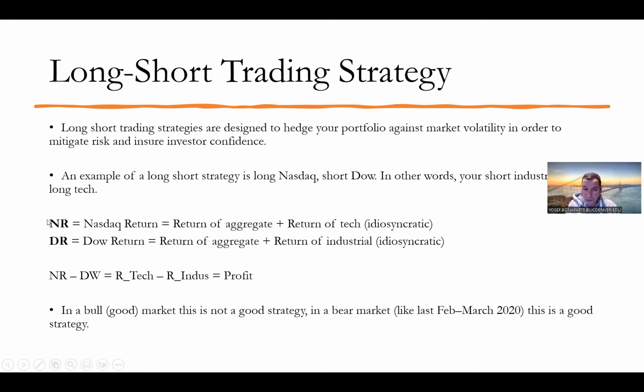So if you buy the Nasdaq and short the Dow, the aggregate cancels out, and the return will be the return of tech minus the return of industrial. This strategy is also good in a bear market, because sometimes the market goes down 4%, 5%. The aggregate shock goes away, and all you lose is the difference between tech and industrial, negative or positive. It's also good in a bull market. In a bull market, though, you would just want to go long, not short.